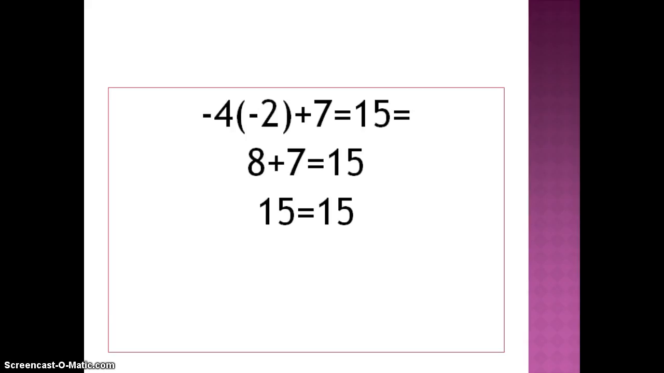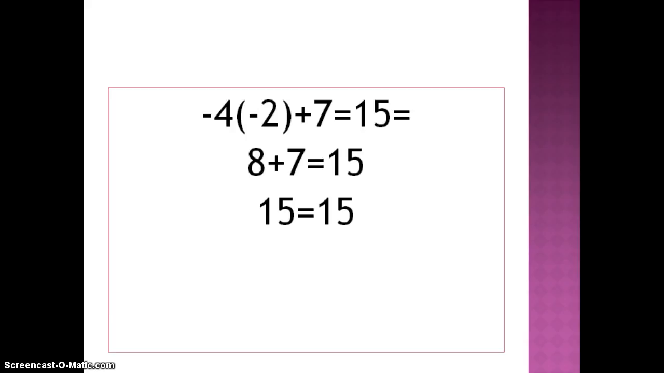And of course, when you're dealing with a problem like this, you would do what is in parentheses first, and you would do multiplication first. So negative 4 times negative 2. Remember, a negative times a negative equals a positive. So negative 4 multiplied by negative 2 is 8.